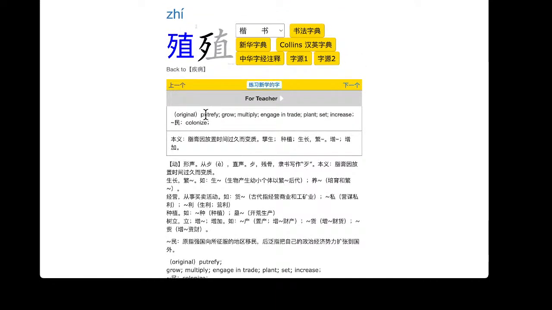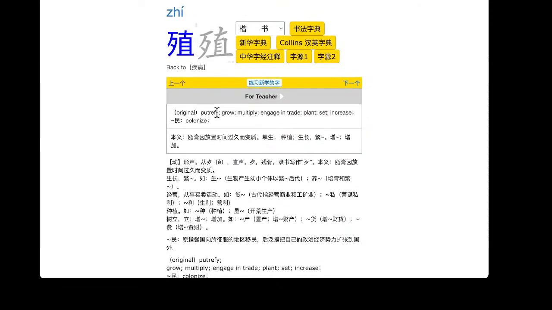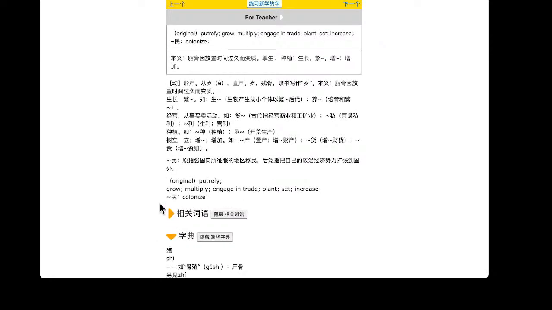So originally it meant putrefy, and then just as a rot spreads, this came to mean other sorts of things: growing and multiplying and increasing, but specifically in a bad way, with a bad connotation. Because if you remember, originally this meant putrefaction, and that's the kind of thing you don't want to spread.